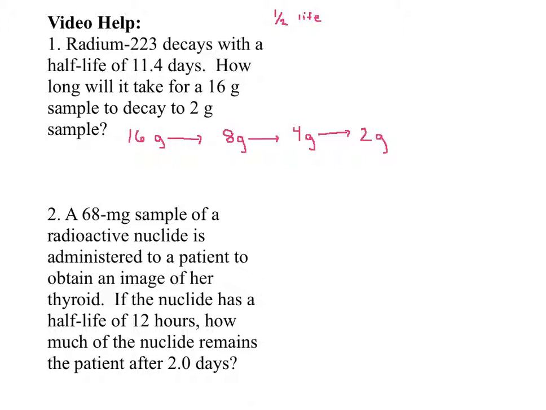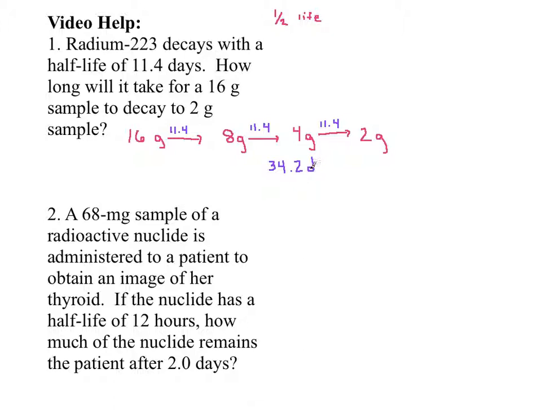Now, remember, each half-life takes 11.4 days. So if this is 11.4 days, then another 11.4 days were needed, and then finally another 11.4 days were needed. So if I want to find out how many days were required in total, all I have to do is add them up. So 11.4 plus 11.4 plus 11.4, or 11.4 times 3, and I get 34.2 days. And that's it.